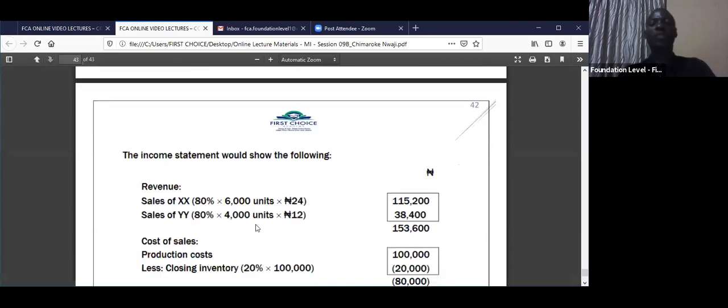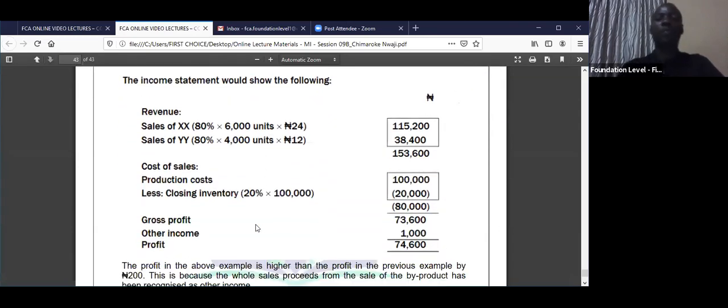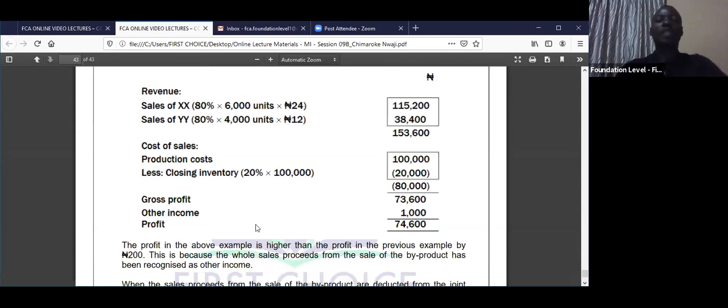And look at the statement of income. We sold 80% at this amount, 80% at this amount. Fine, the same thing as usual. Now look at our cost of sales. Now, instead of 99, we are using 100. That's the difference. Now your closing stock is 20% of this 100. Remember, the other time was 20% of 99 because we removed the byproduct, but now we are including it. But we're not including it in our main revenue.